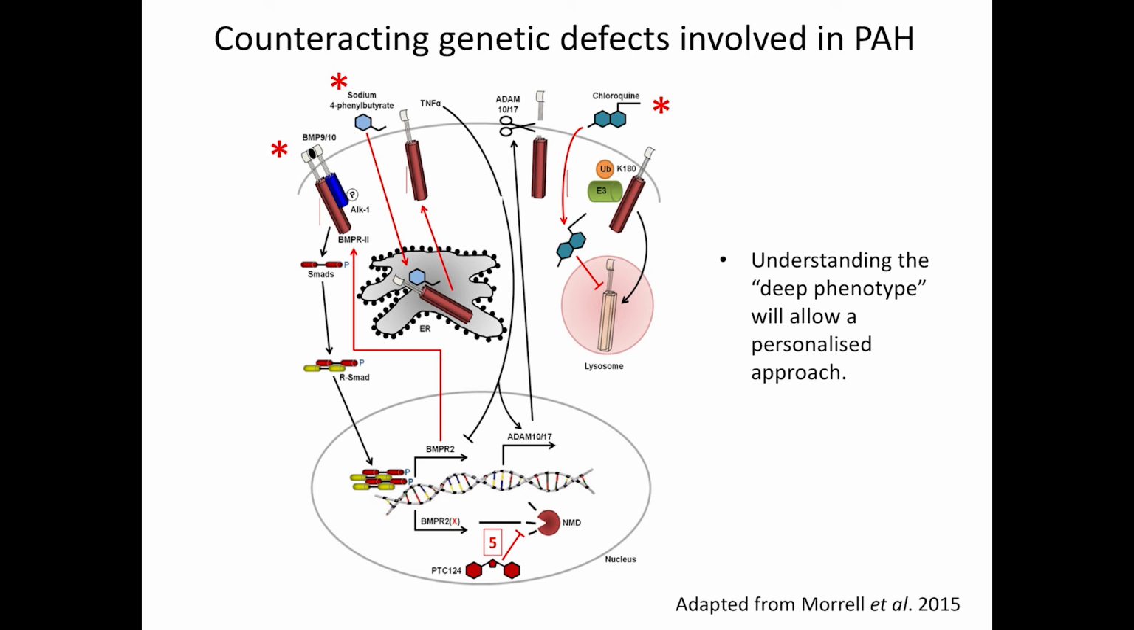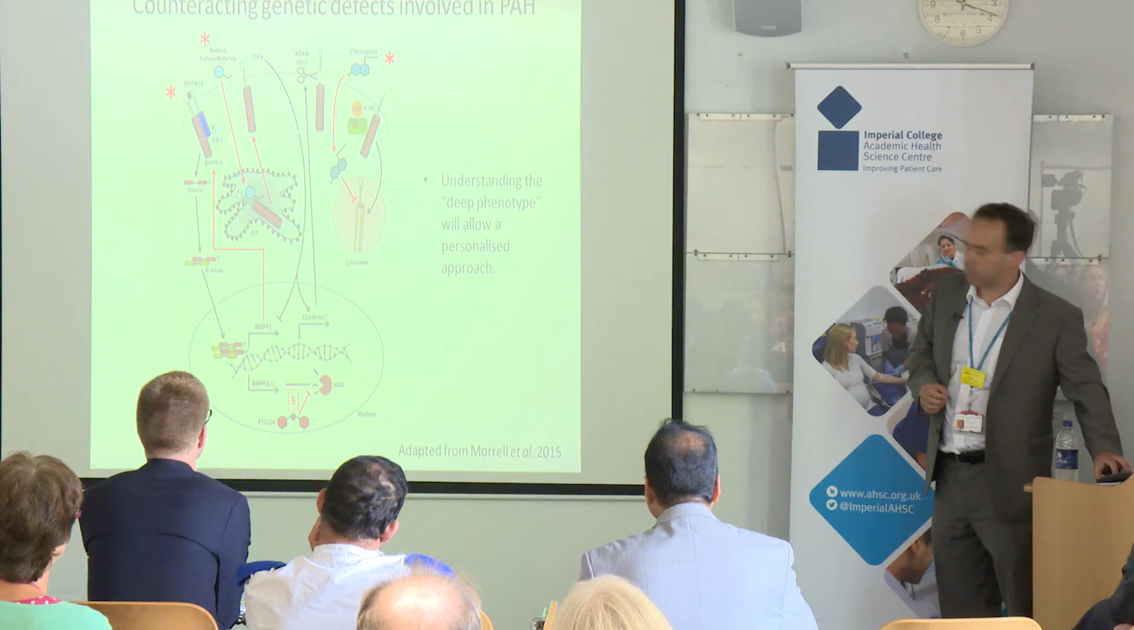Also, the receptor protein might be degraded too quickly. Chloroquine is a very cheap drug that can prevent that. And then finally, in terms of the ones I've just picked out, the actual protein that acts on the receptor, the ligand, BMP9, we know that the gene for that is defective in some patients. So in those patients, perhaps they will benefit by giving the patients BMP9, and that's being looked at at present. So understanding what we call the deep phenotype of the patient will allow a more personalised approach.